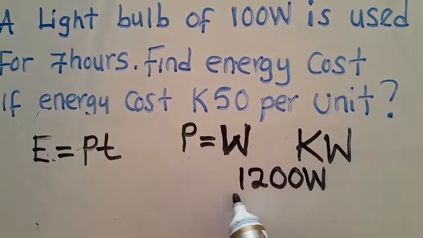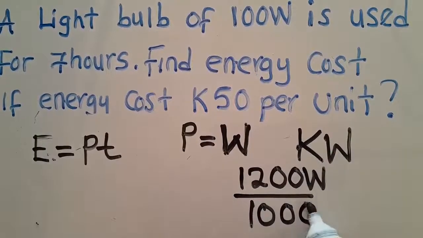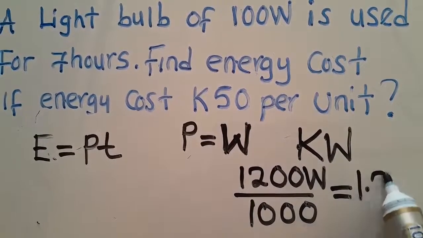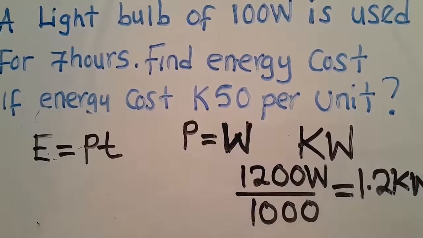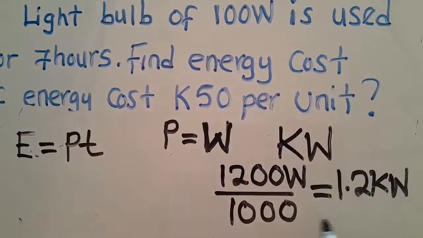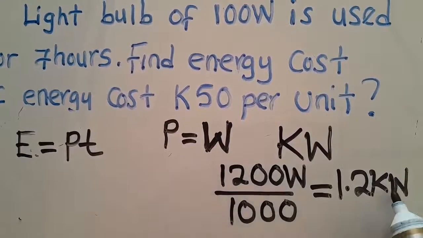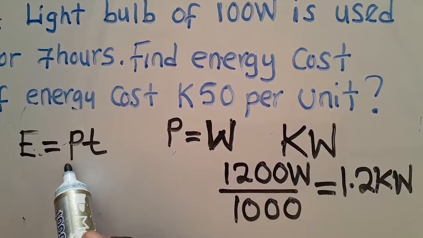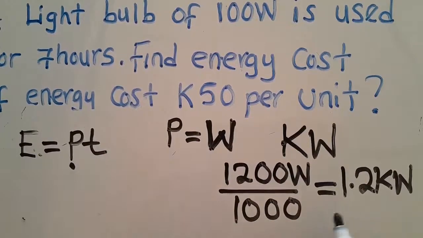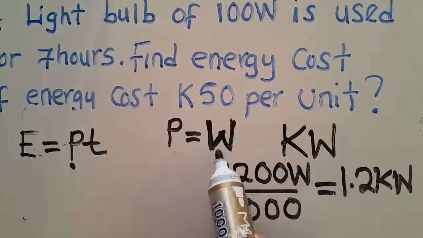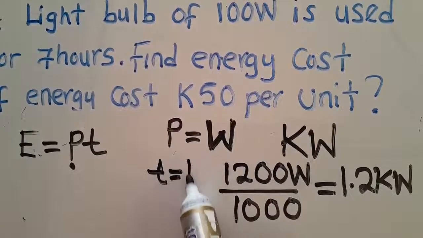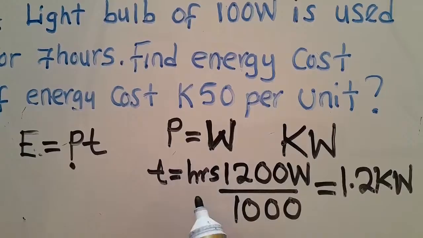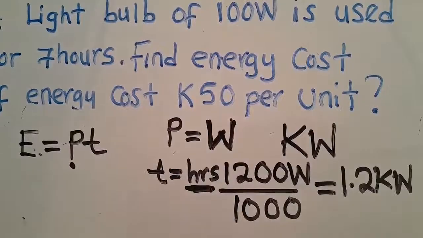This means that you divide by 1,000, which is equal to 1.2 kilowatts. So what I've done is that I've changed something which was in watts to kilowatts by dividing by 1,000. This is what you are supposed to do. So I've told you that the power which is there, you just need to convert it to kilowatts. So power should be in kilowatts. The time should be in what? Hours. You need to make sure that the time is in hours. This is what you need to know and understand.